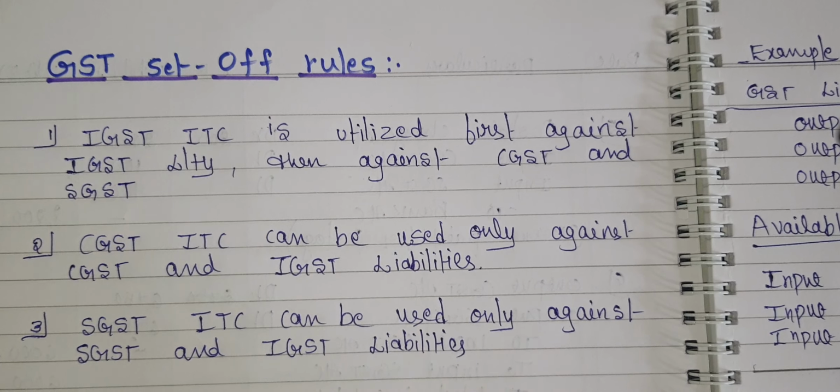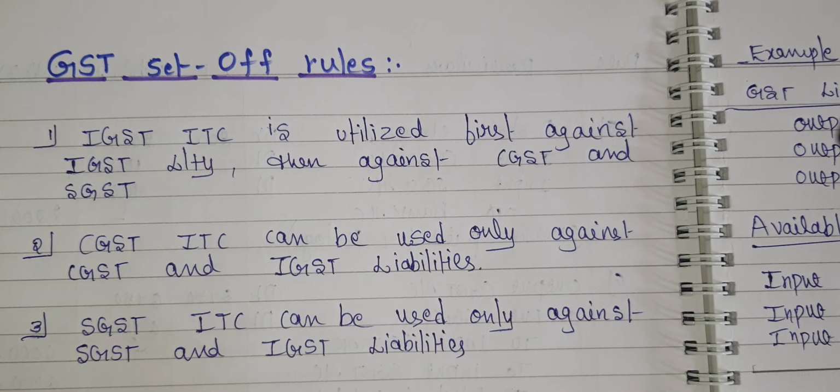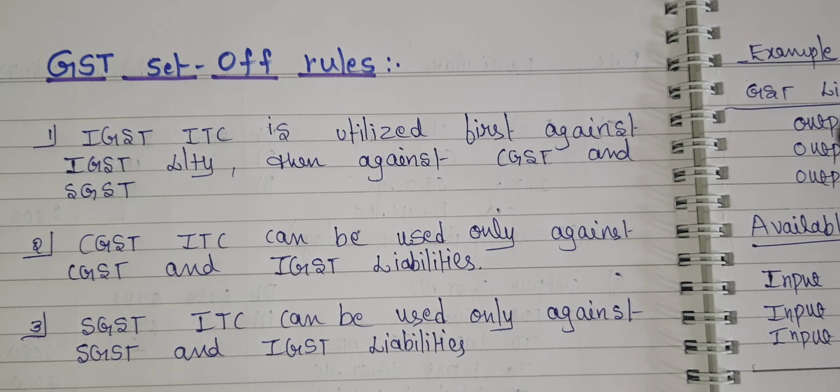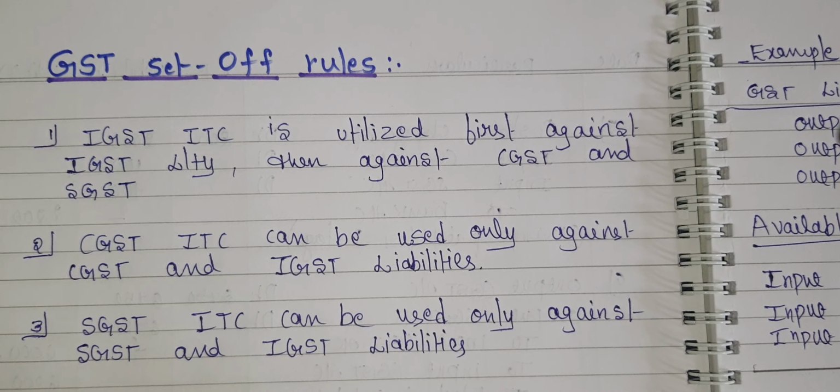See, when you purchase the goods from the supplier, you pay tax on purchases. That means the purchase value is inclusive of GST. It is called input GST.